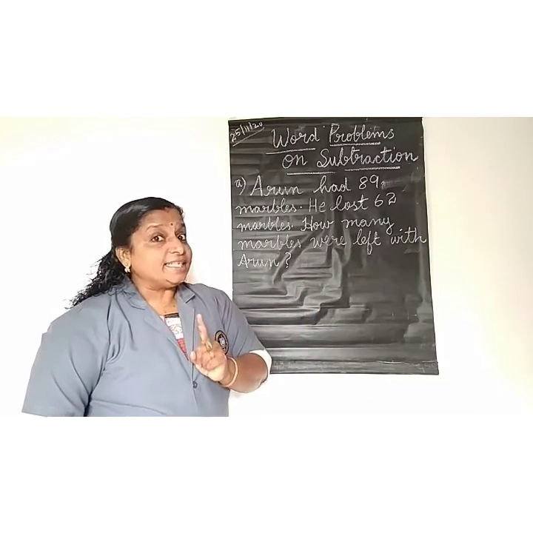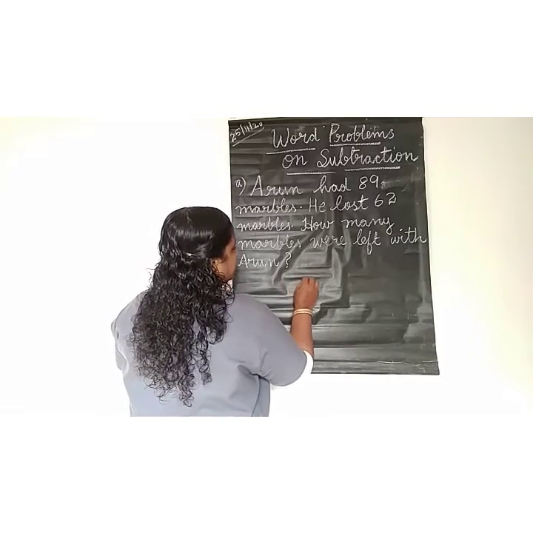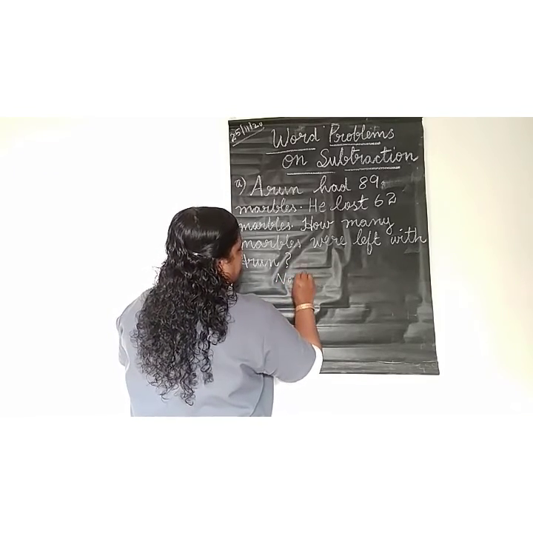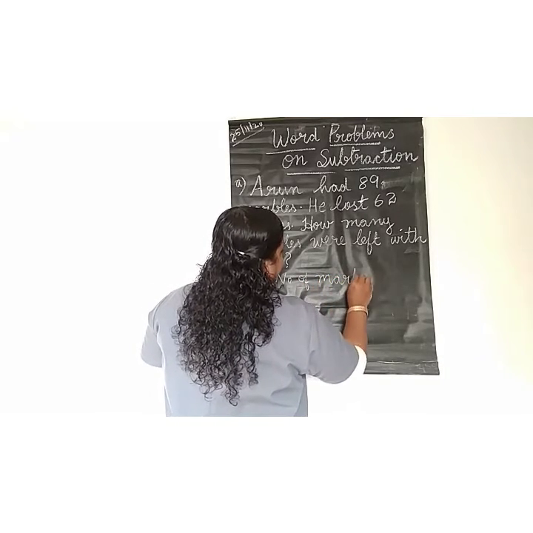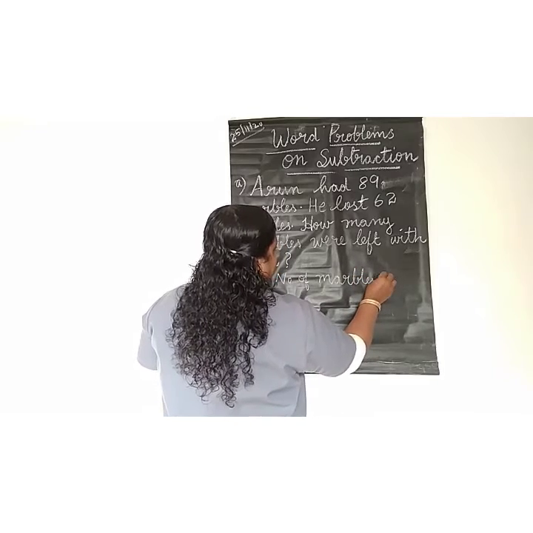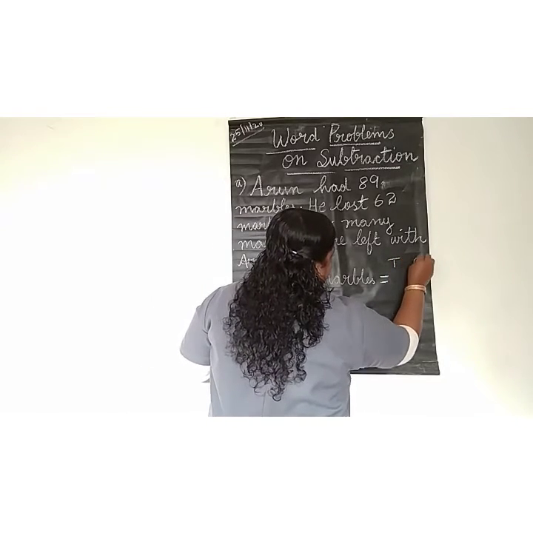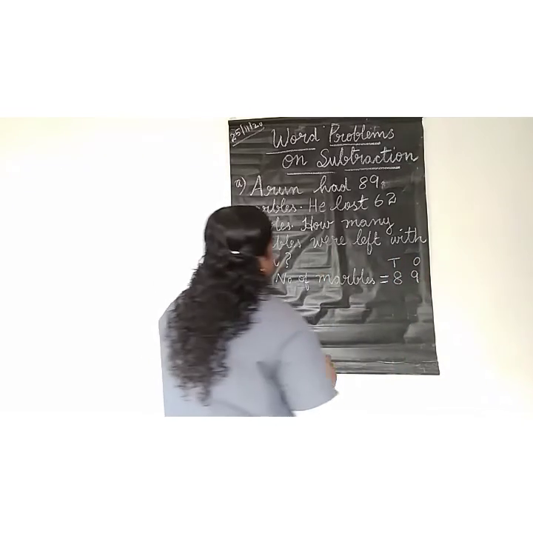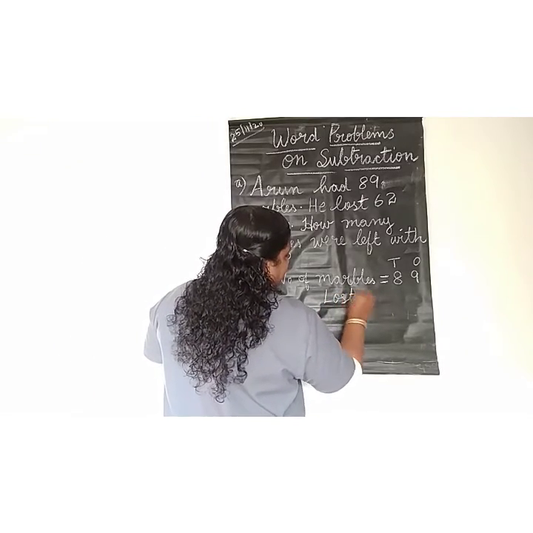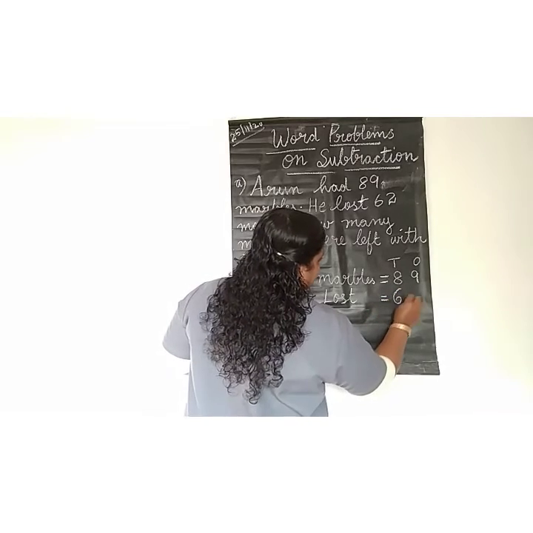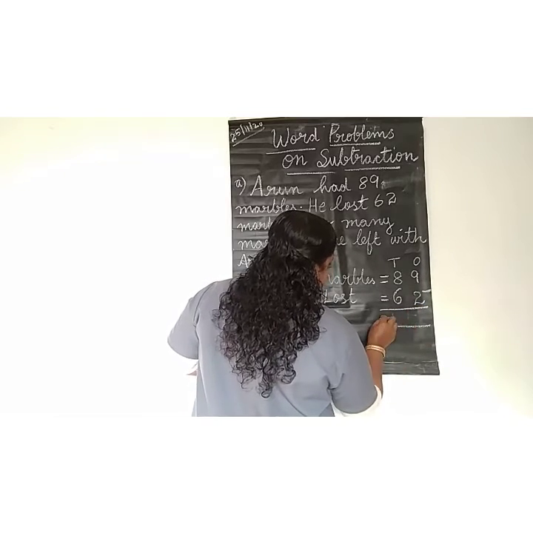Left means what? Yes, subtraction. Left means subtraction. So, number of marbles. How many marbles he had? Yes, 89. Tens and ones, 8 tens and 9 ones. Then, how many marbles he lost? Yes, 62. Cancel 62. Okay?